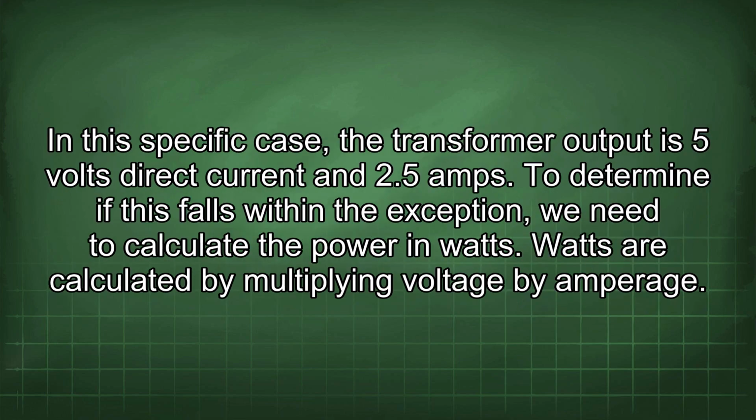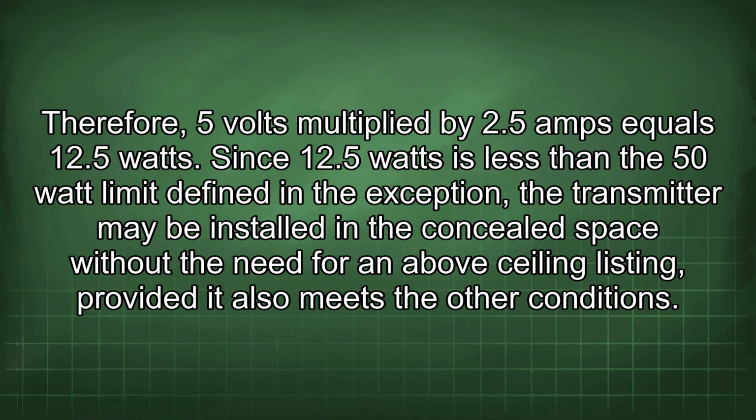In this specific case, the transformer output is 5 volts direct current and 2.5 amps. To determine if this falls within the exception, we need to calculate the power in watts. Watts are calculated by multiplying voltage by amperage. Therefore, 5 volts multiplied by 2.5 amps equals 12.5 watts. Since 12.5 watts is less than the 50-watt limit defined in the exception, the transmitter may be installed in the concealed space without the need for an above-ceiling listing, provided it also meets the other conditions.